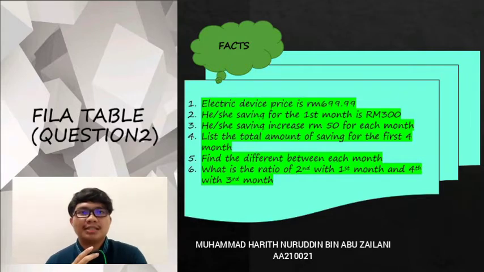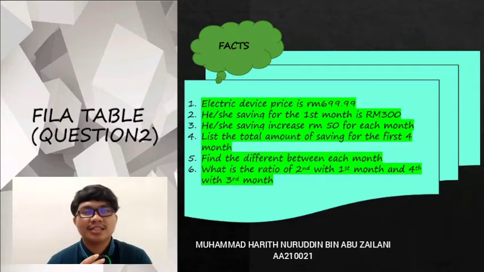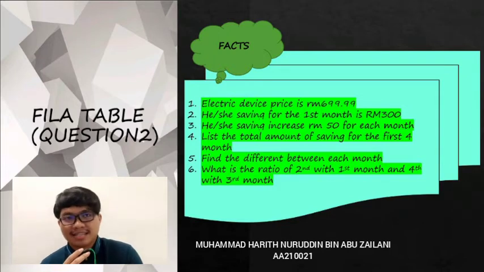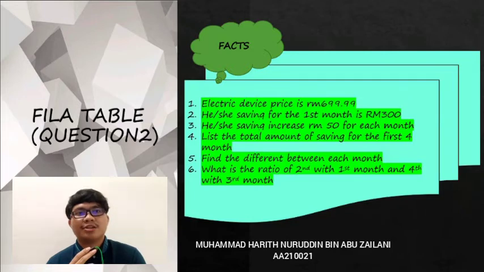Now I will continue this presentation with the filler table for question 2. The filler table is divided into three parts, which are facts, idea, and learning issue. For the facts, there are six facts that we can get from this question. The first fact is the electric device price is RM699.99. My roommate's saving for the first month is RM300.